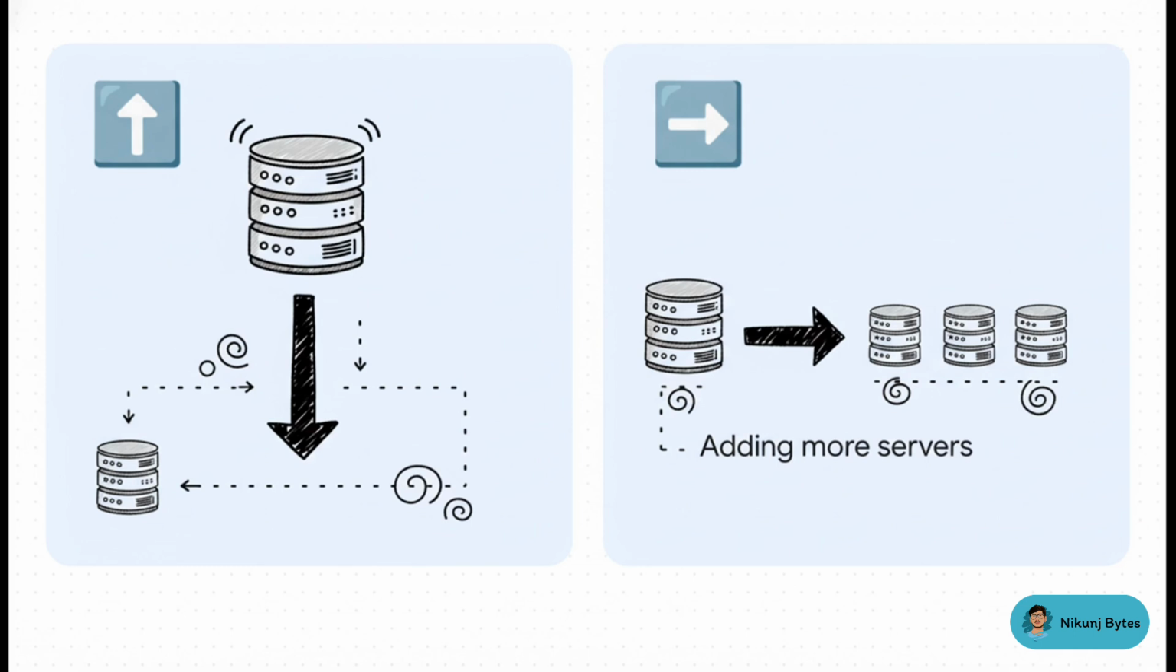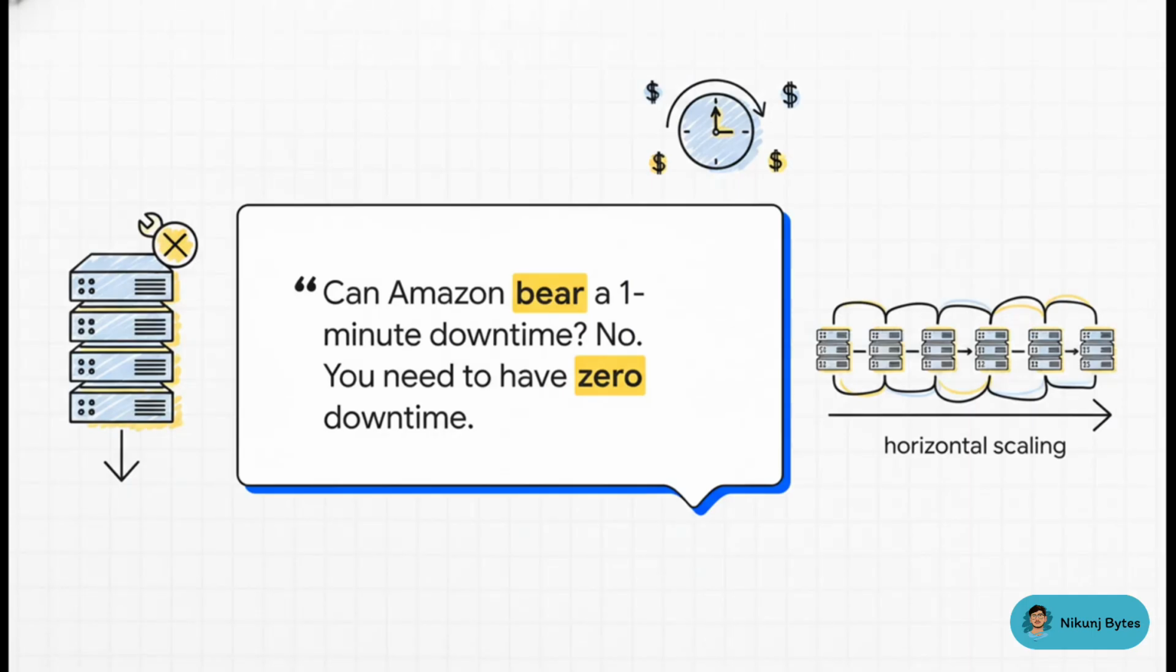Now, both of these approaches work, but there's one absolutely critical difference. See, to scale vertically, you have to shut the server down to install all the new parts. For a small app, maybe a few minutes of downtime is no big deal. But for a site like Amazon, a single minute of downtime during a big sale could mean losing millions of dollars. For any major system, downtime just isn't an option, which makes horizontal scaling the only real choice.